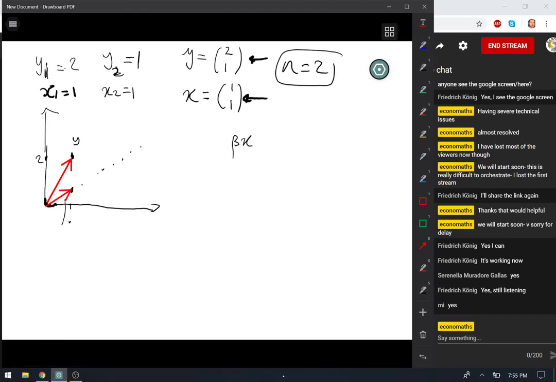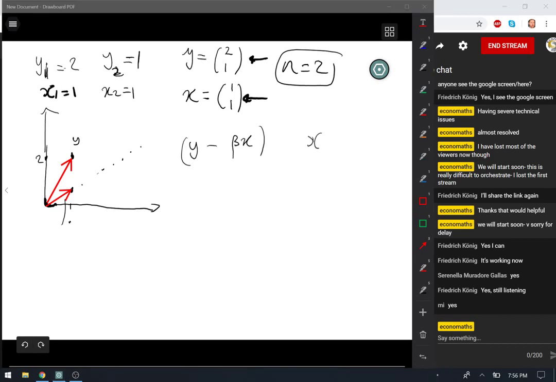And the reason we choose beta to make the residual y minus beta x orthogonal to x is that the residual is the distance between y and beta x. So let's say we choose beta and make it bigger, it goes to here. This could be beta x. As you make beta bigger, you move it from 1, 1 to 2, 2 along this line. The minimum distance between beta x and y, which is the residual, is where this is orthogonal to, perpendicular to, this line here.